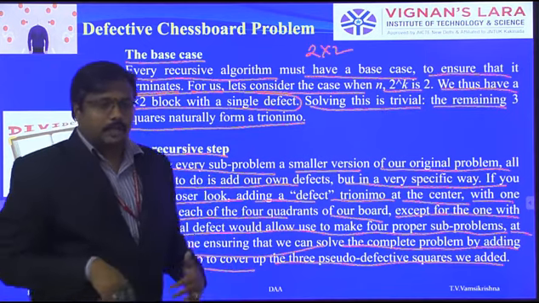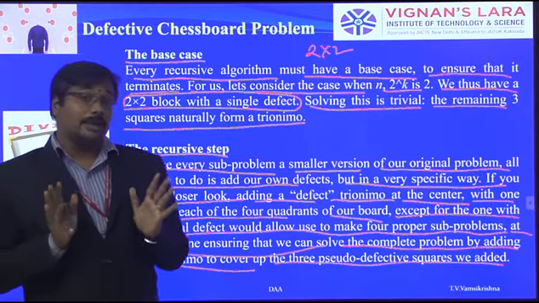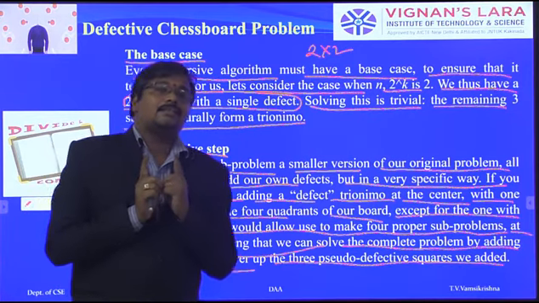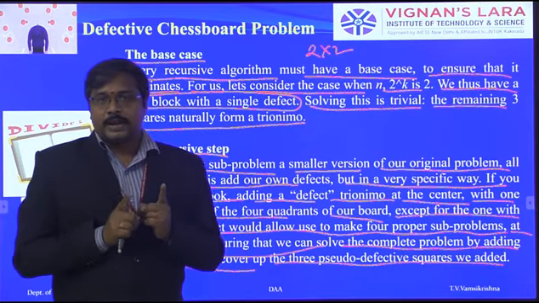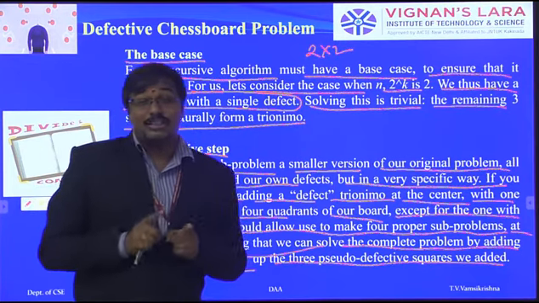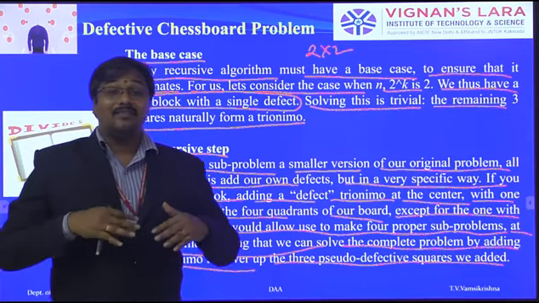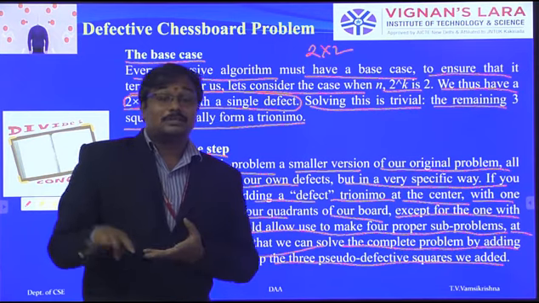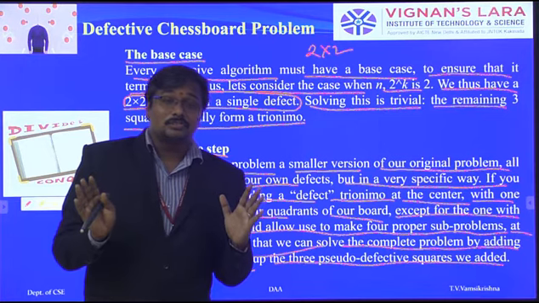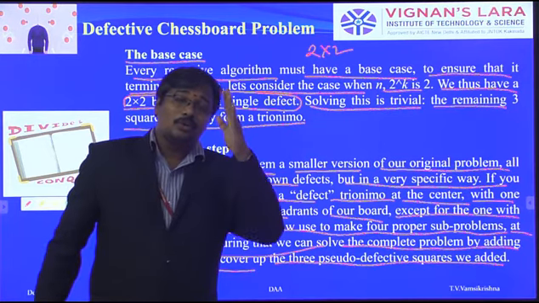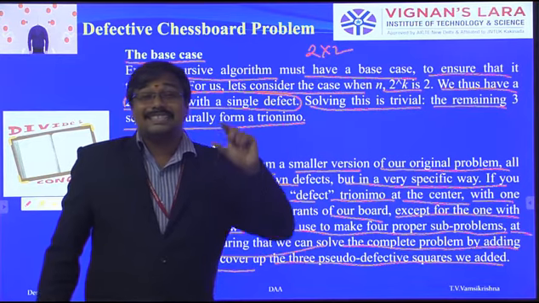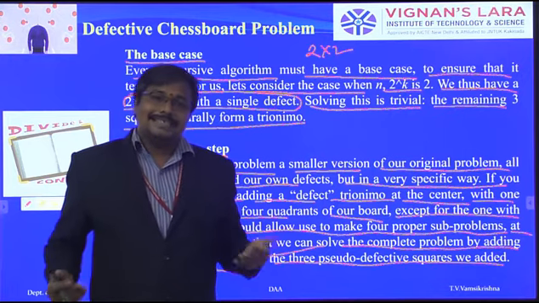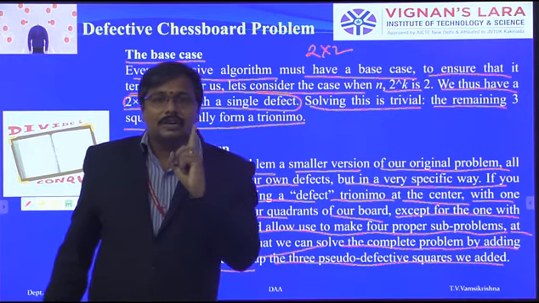Means that whenever we take a 4 by 4 chessboard or an 8 by 8 chessboard, initially we imagine that only one tile is a defective tile. That is only the original defective tile. But when we divide the larger problem into smaller problem instances, a 4 by 4 chessboard is divided into four 2 by 2 chessboards. Each and every 2 by 2 chessboard must have one defective tile, but in general a 4 by 4 chessboard has only one defective tile.